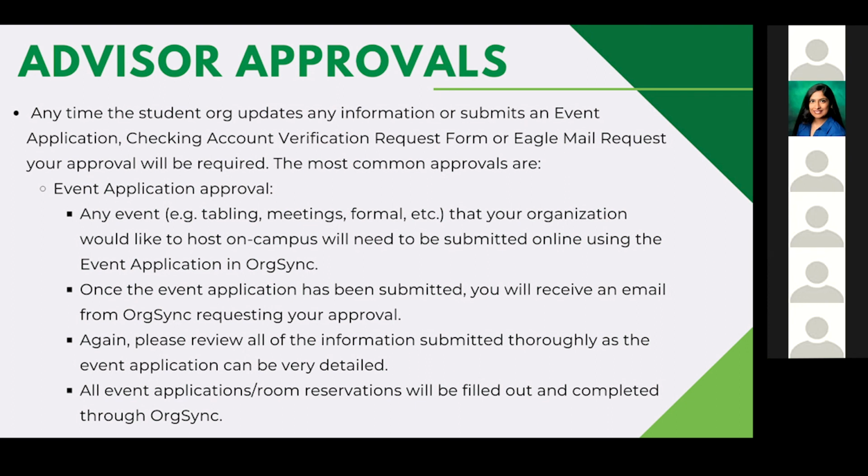And you will have to go through and approve those as well as the president before we can even go through and approve any of that. So these are your most common approvals that you'll need. Again, those three: Eagle mail request, event application is going to be probably the most popular one for you guys, and then the checking account verification request form. And all of those forms can be found on OrgSync in that Forms tab that you guys saw earlier.